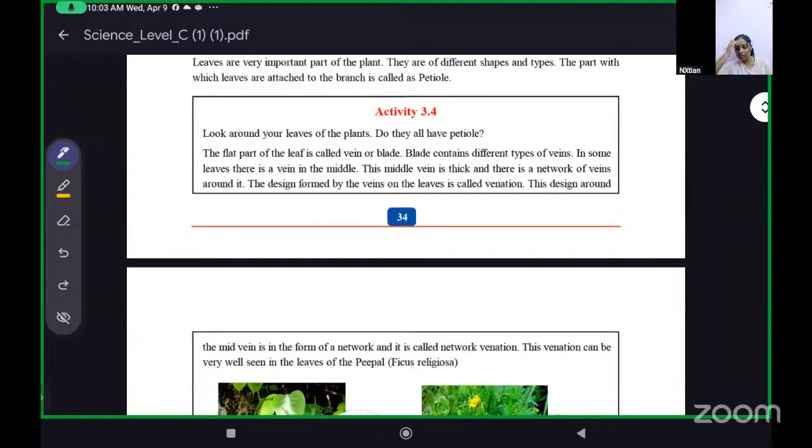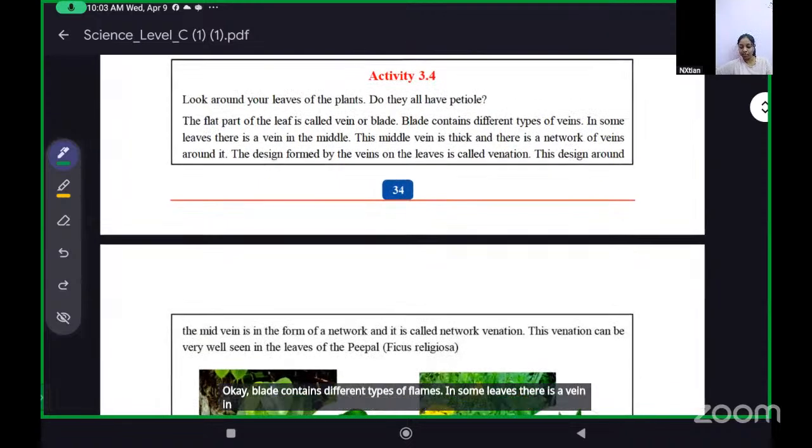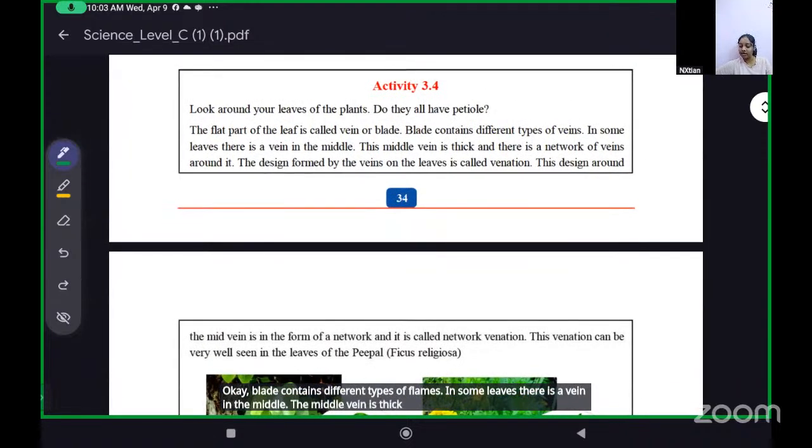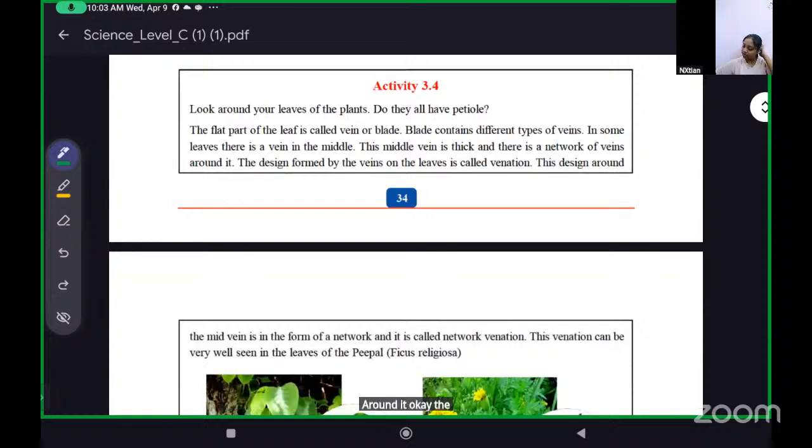Also, the flat part of the leaf is called the blade. The blade contains different types of veins. In some leaves, there is a vein in the middle. The middle vein is thick and there's a network of veins around it. The design formed by the veins on the leaves is called venation. It's called what? Venation.